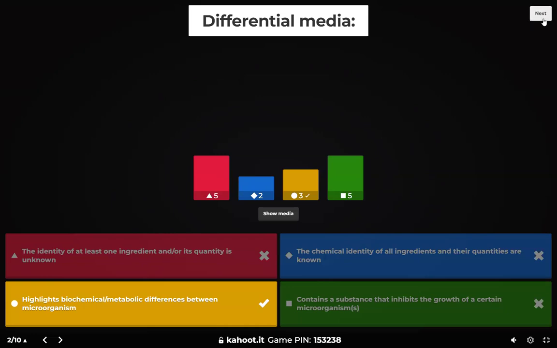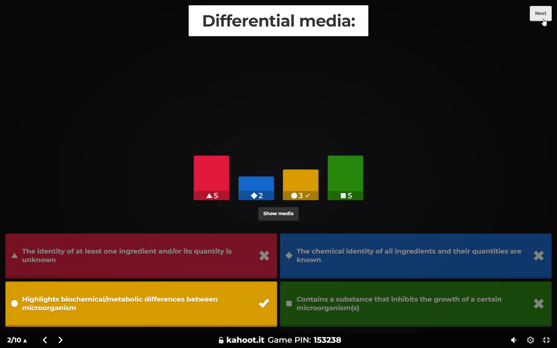Like I said, with differential and selective media, I don't need you to memorize the exact examples, because I'll give you that info on the test. But if I tell you mannitol salts agar was used by the lab, it had salt to inhibit gram-negative growth, and it had a pH indicator if it was able to ferment the sugar, what type of media is it? You would say it's both selective and differential.